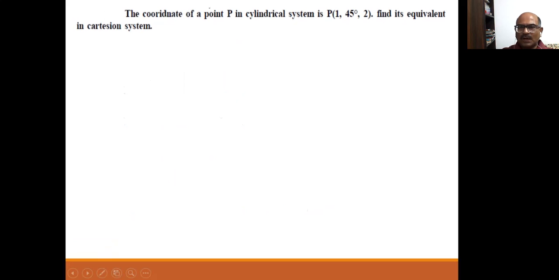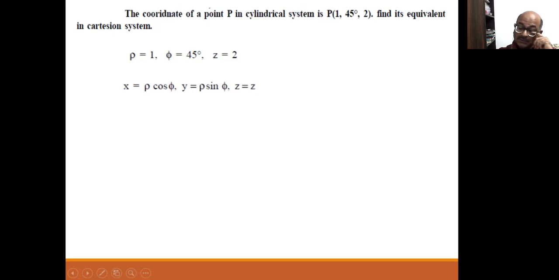Now another numerical: there is a point in the cylindrical system, (1, 45 degrees, 2), and we need to find its equivalent point in the Cartesian system. You can understand it is the reverse of the last question. In the last question we transformed from Cartesian to cylindrical, and here we do the reverse, cylindrical to Cartesian. In cylindrical the value is given in rho, phi, and z. So rho is 1, phi is 45 degrees, z is 2.